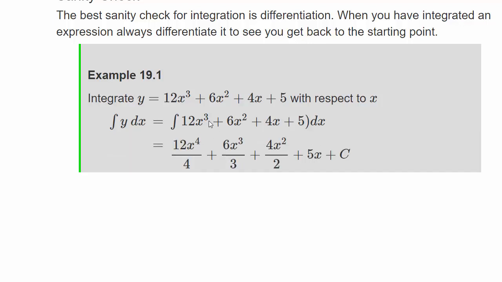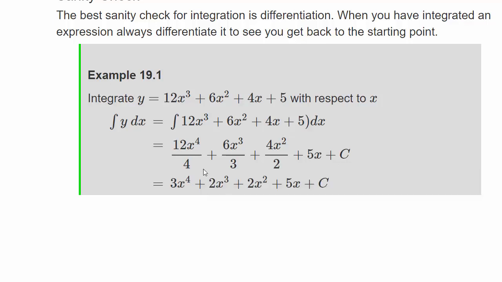So we increase the 3 to become 4 and then divide by 4. We increase this 2 to 3 and then divide by 3. We increase this 1 to 2 and then divide by 2. And we increase this implicit 0 to 1 and then divide by 1. And then we need our constant of integration. So our answer becomes 3x to the 4 plus 2x cubed plus 2x squared plus 5x plus c.